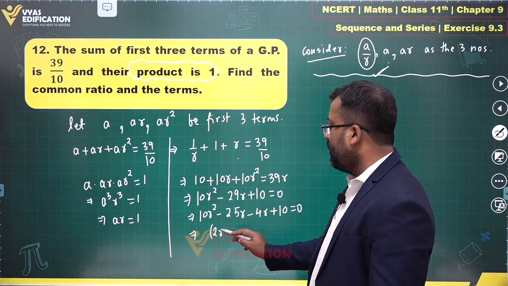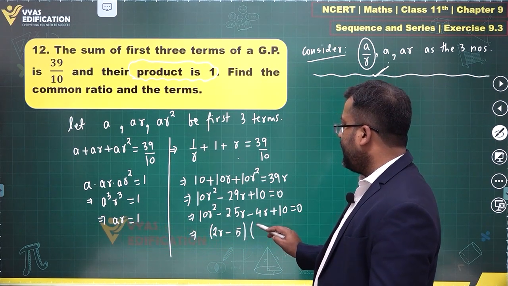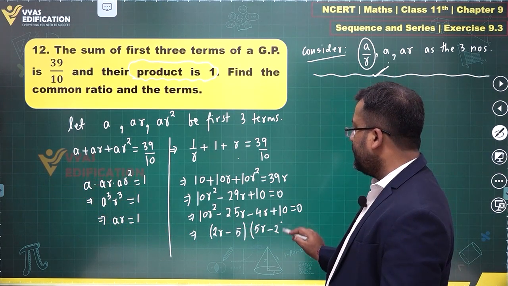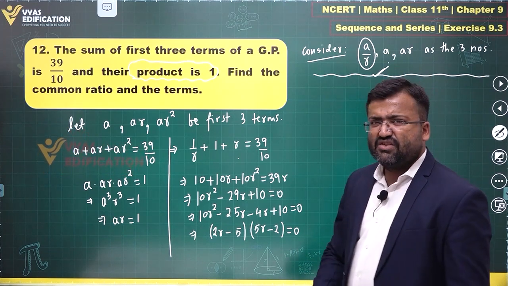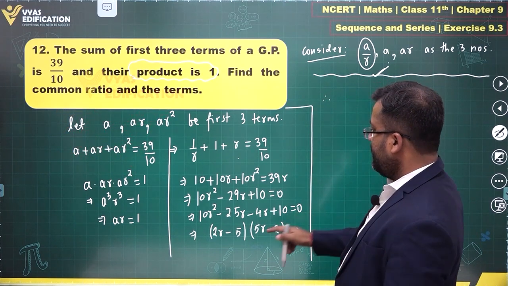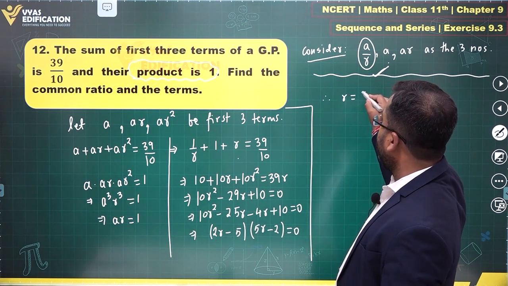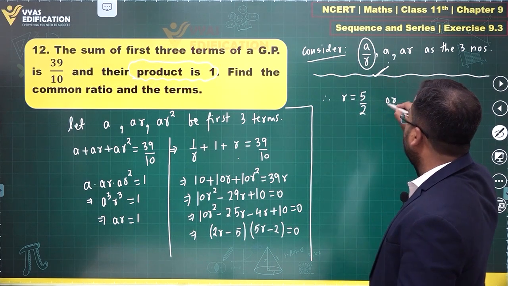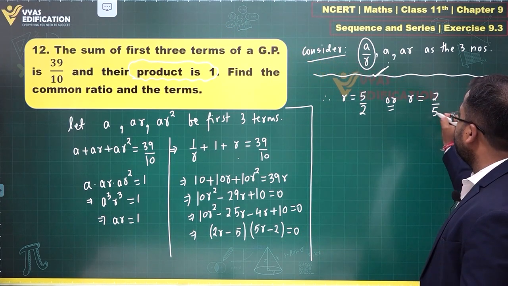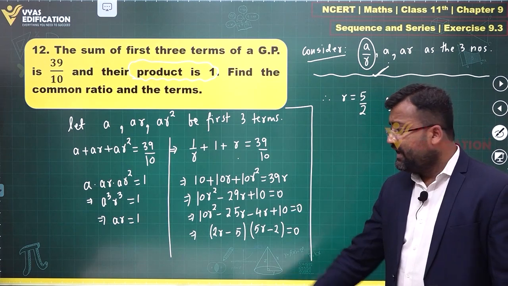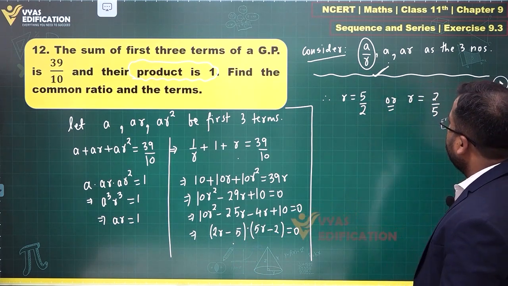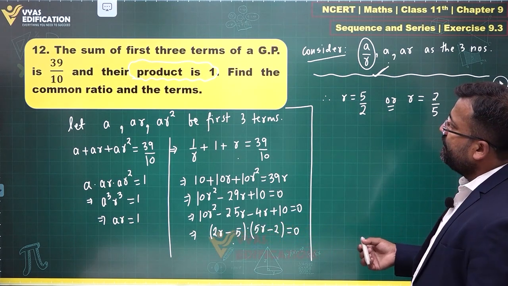What remains is 2r minus 5. 5r came out common from there, 2r minus 5 remains. Minus 2 will come out common from here, and this is what remains. Therefore, r will be equal to 5 by 2, or r is equal to, from here, 2 by 5. Either this is 0 or this is 0, since the product is 0. So r is 5 by 2 or 2 by 5.